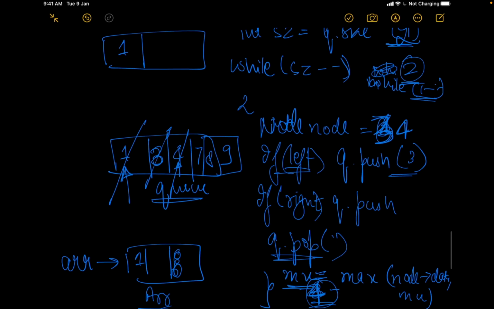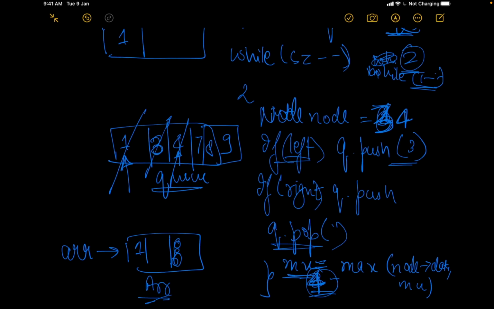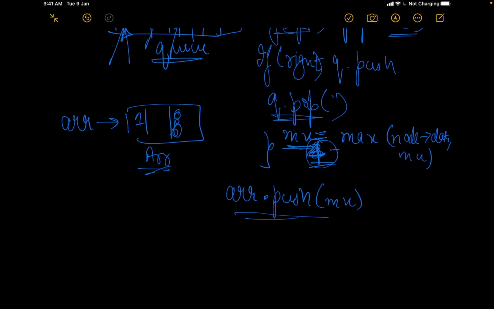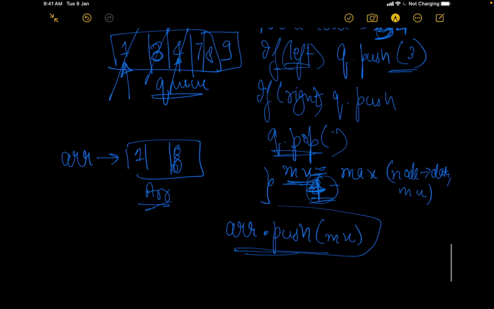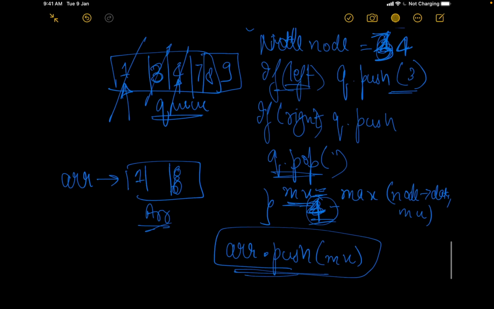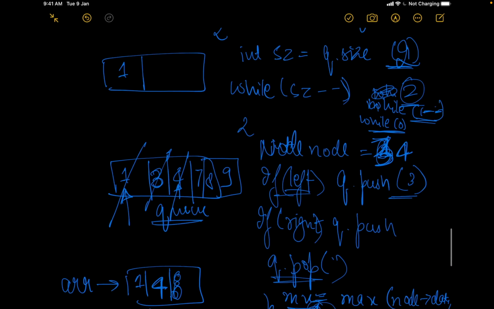Now this loop would become invalidated as in the earlier loop we had 1 minus minus. Now it becomes while 0, which is an invalid condition. It gets out of that particular loop. Also, we push the maximum value or the mx onto the array. So the mx over here was 4, and the queue size now is 3.